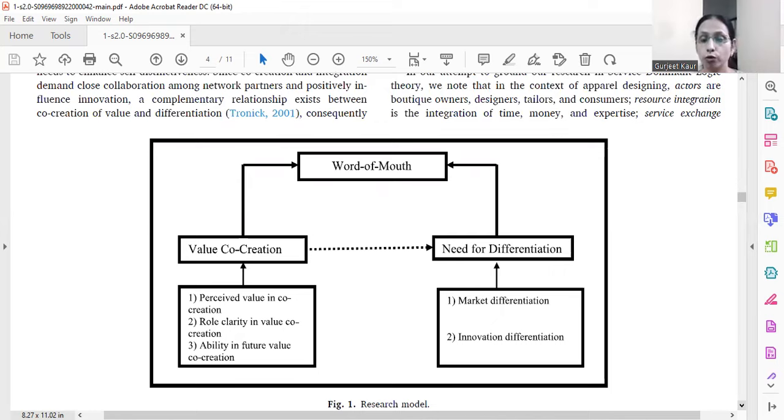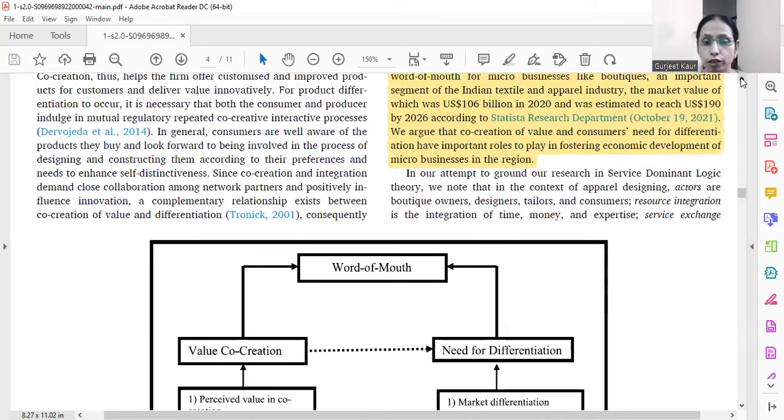So this is value co-creation, which leads to need for differentiation. Need for differentiation we have measured using two dimensions, the innovation differentiation and the market differentiation. And then both value co-creation and need for differentiation lead to word of mouth. So need for differentiation is basically playing a role of a mediator here between value co-creation and word of mouth.